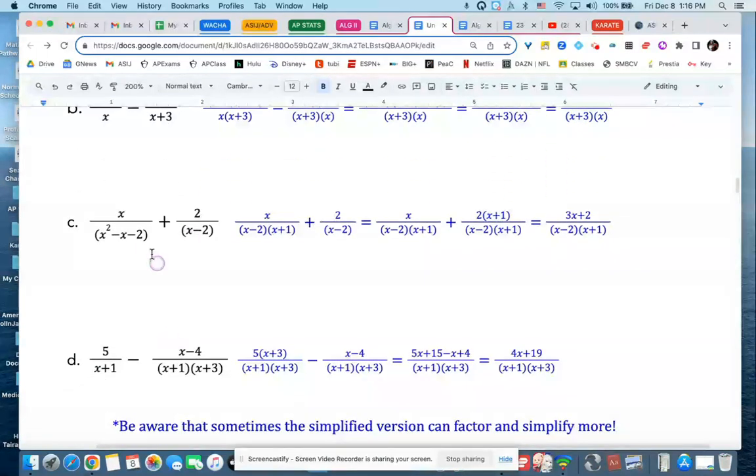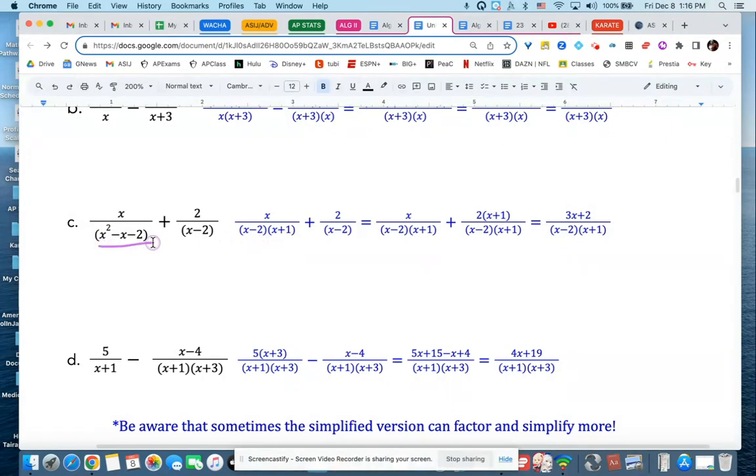Okay, on C, there's one extra step. This one isn't really factored out yet, so I need to factor that out. And by the way, hopefully you're trying these on your own first and then coming to the video. It's great to use the video, and I want you to use the video, but maybe give it a look on your own first. See if you can do it without the video. If you can't, then come to the video. Or if you just want to check your answers and get some reinforcement, come to the video.